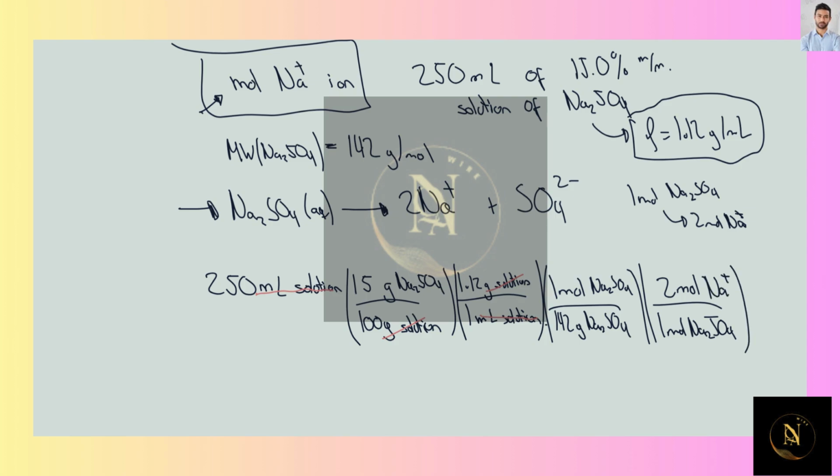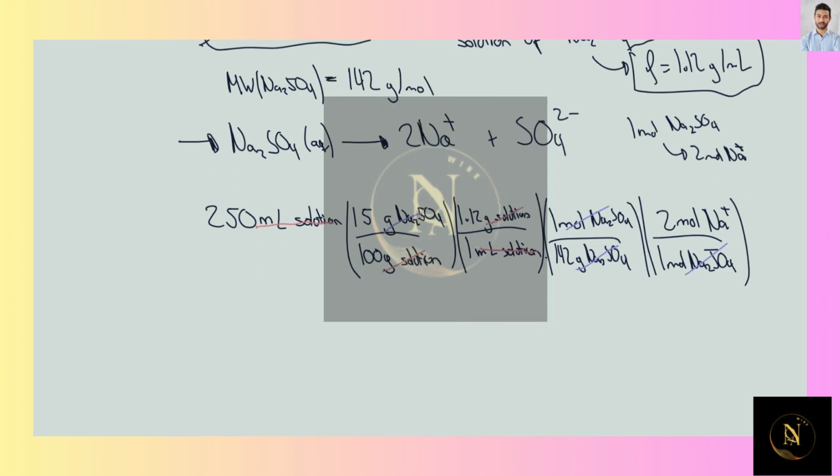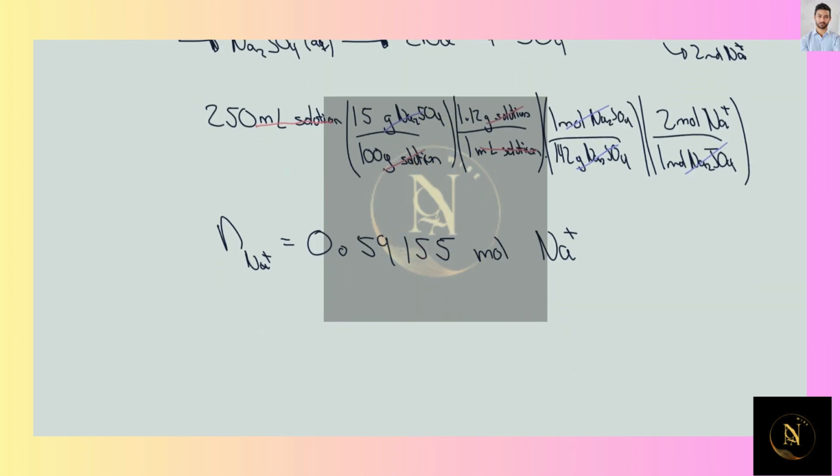So now, with these further transformations, we have canceled the grams of sodium sulfate, the moles of sodium sulfate, and we have ended up with the amount of moles of sodium plus that we will have in the solution, which is going to be equal to 0.59155 moles of sodium plus in this solution. So over here you can round off to the appropriate number of significant digits as required by your professor. In this case, the rounded value would be up to 3 significant digits, which would correspond to 0.592 moles of sodium plus.